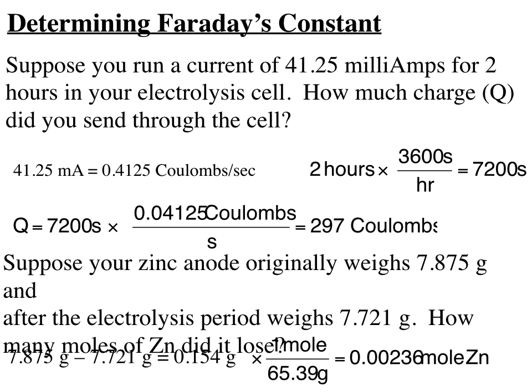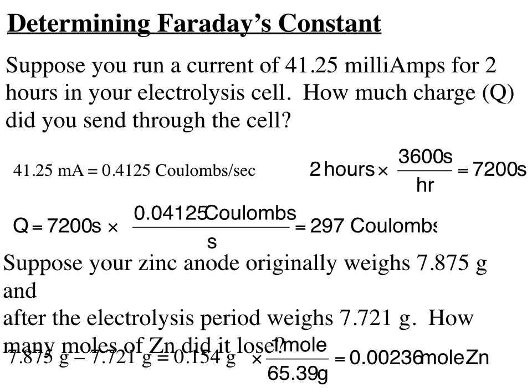milliamp current that runs for 2 hours, and we wish to know how much charge runs through the cell. Well, 41.25 milliamps, by definition, a milliamp is a coulomb per second, and also the milli prefix means thousandth. So I have 41.25 thousandths of a coulomb per second. So if I convert that correctly to coulombs, it would be 0.04125 coulombs.